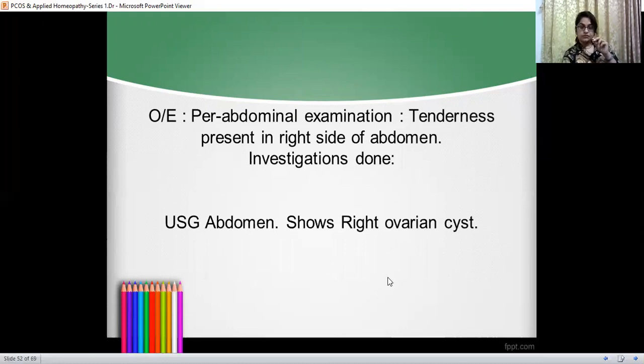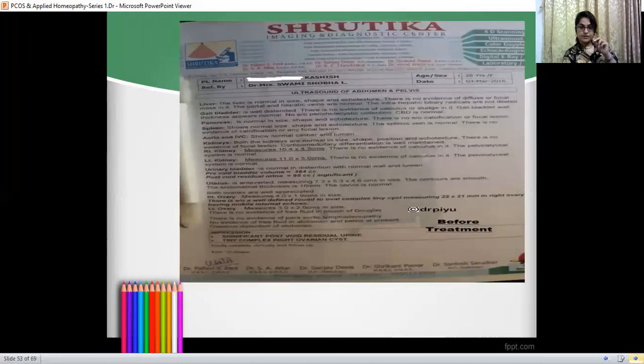Investigations were done, which showed a right ovarian cyst. So here is the investigation. You can see a complex right ovarian cyst, 22 into 21 mm. I don't know why they have written tiny. It's not tiny, it's a good complex cyst. The left ovary is okay. The right ovary is showing a well-defined round to oval complex cyst measuring 22 into 21 mm, which is a big size.